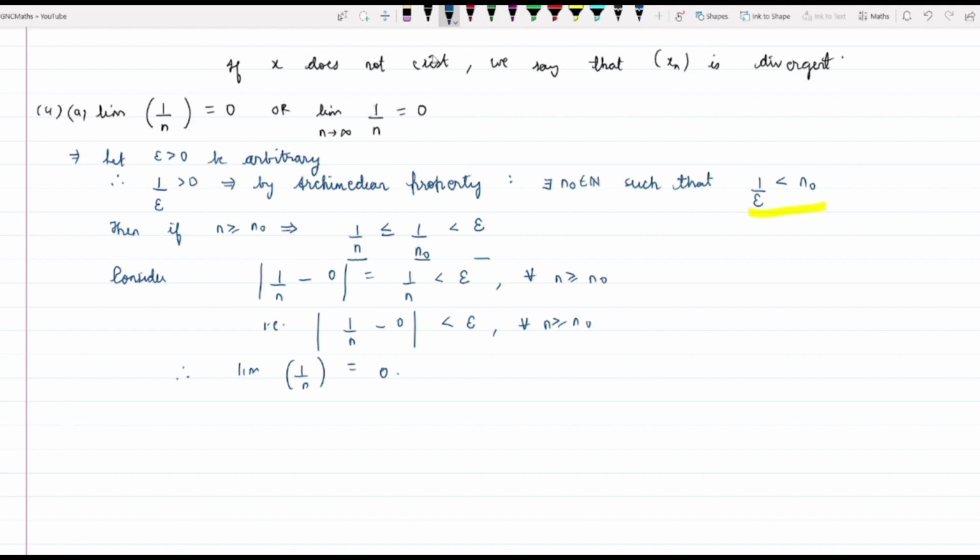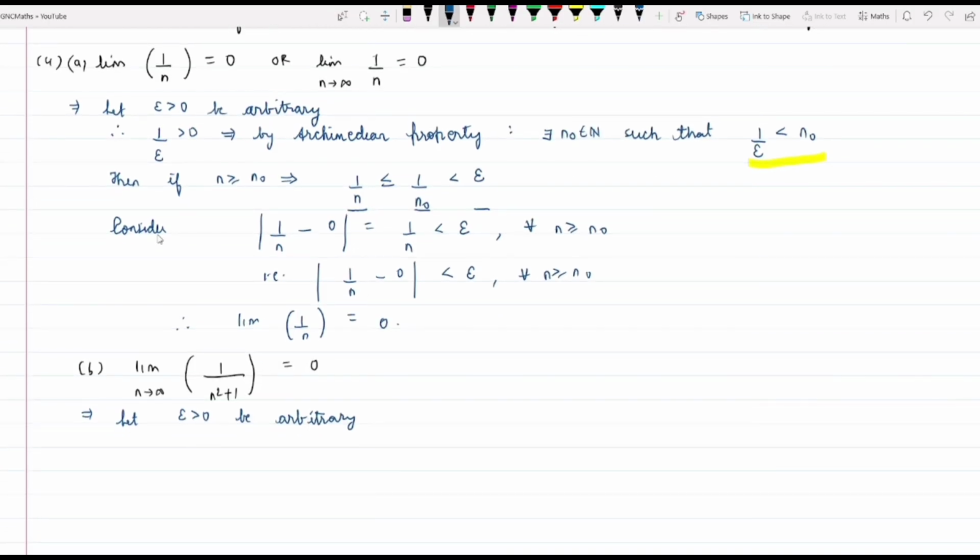Let us take another example. We want to show that the limit of the sequence 1 upon n square plus 1 is 0. So again, we will first start with an arbitrary epsilon. So let epsilon greater than 0 be arbitrary. Now we will rework to find out the trigger point of the Archimedean property.